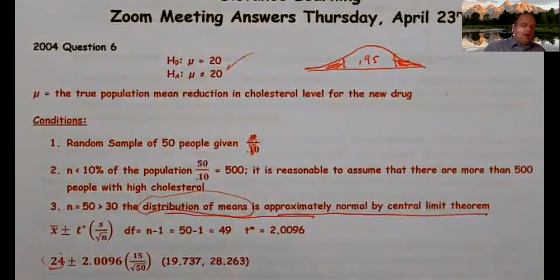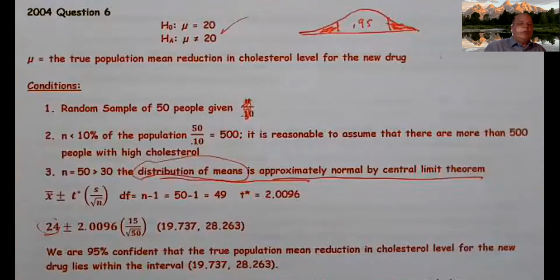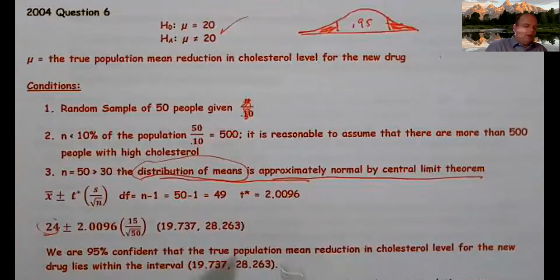Great. Still haven't done my most important part. What is it? Well, we are 95% confident that the true population mean reduction in cholesterol level for the new drug lies within this interval. Fantastic. All right.